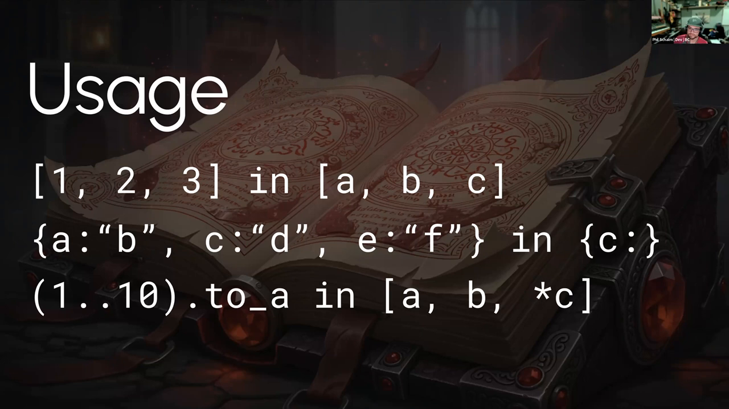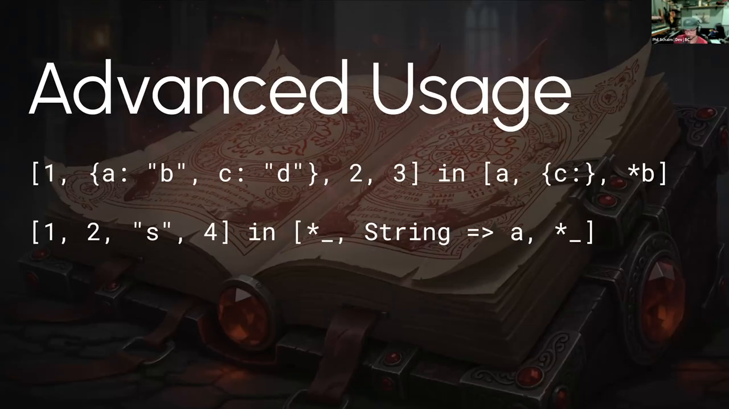1 through 10, turn it into an array, and let's get a, b, and the rest into c. Getting a little more advanced here. You want to get even crazier? We would like to take that first line there, and what you're going to end up with is a having 1, c will be equal to d, and b will have 2 and 3.